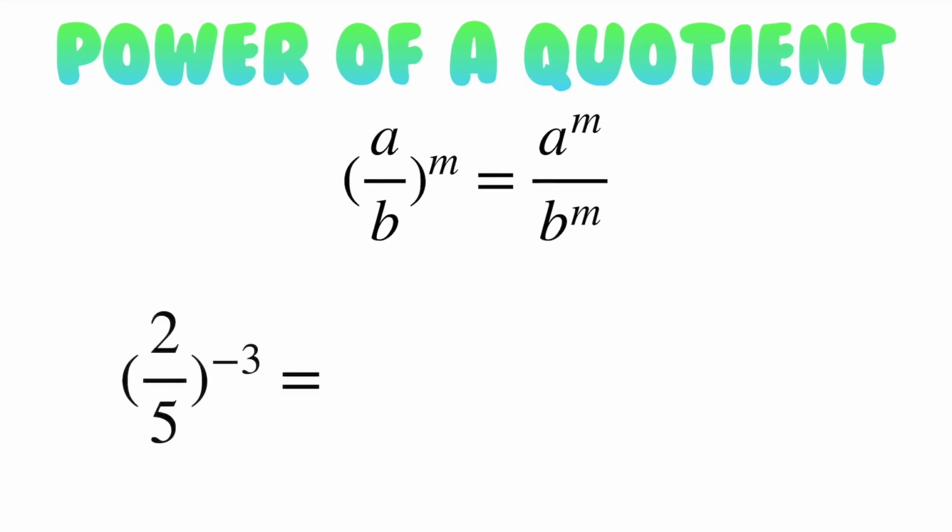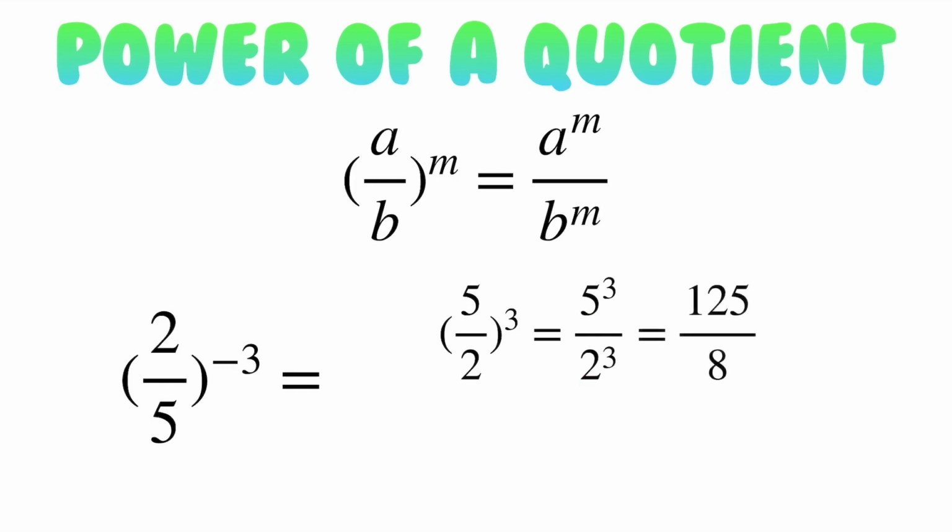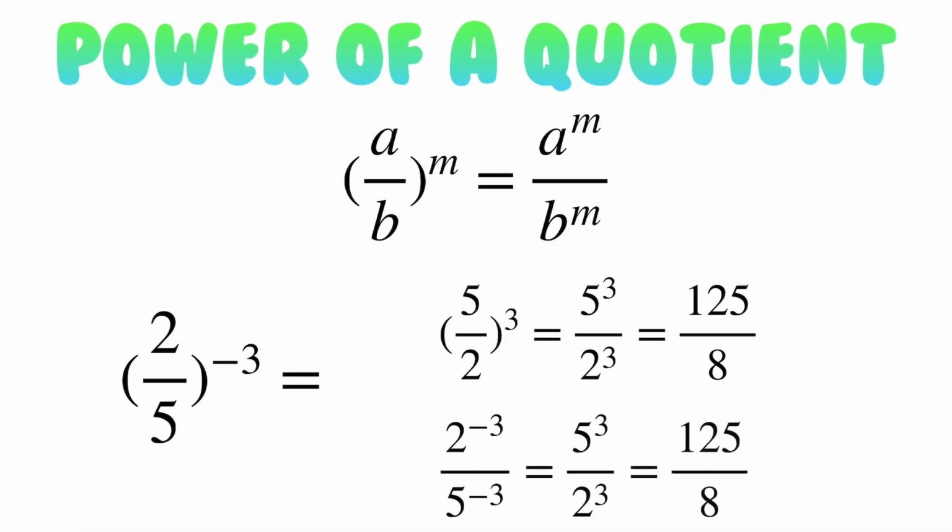Like the last property, this also works with negative exponents. So when you have 2/5 to the power of negative 3, there's 2 ways you can approach it. The first is to flip it first to get rid of the negative, so you get 5 over 2 cubed, and then distribute the power of 3, so you get 5 cubed over 2 cubed, which is 125 over 8. The second way to do it is to distribute the power of negative 3 to the numerator and the denominator right away, so you get 2 to the power of negative 3 over 5 to the power of negative 3, and then you can flip the numerator and the denominator to get 5 cubed over 2 cubed, which gives you 125 over 8. Again, 2 different ways to do it, but they both give you the same answer.